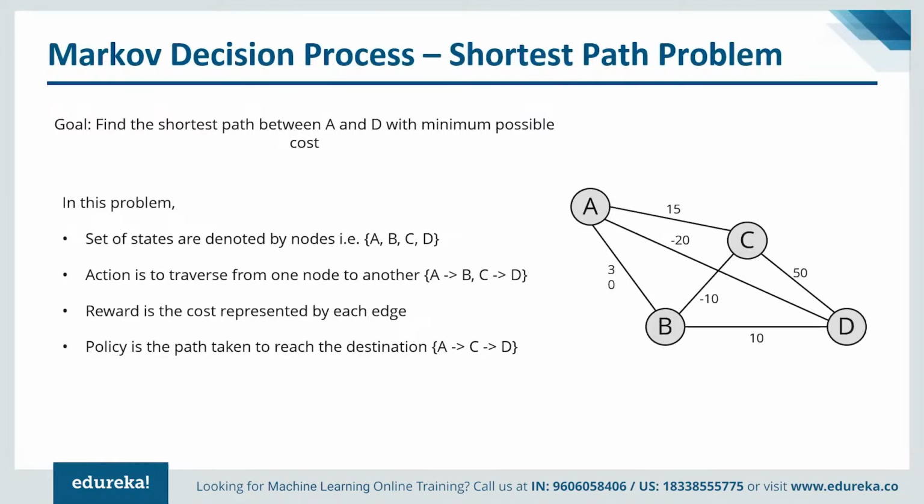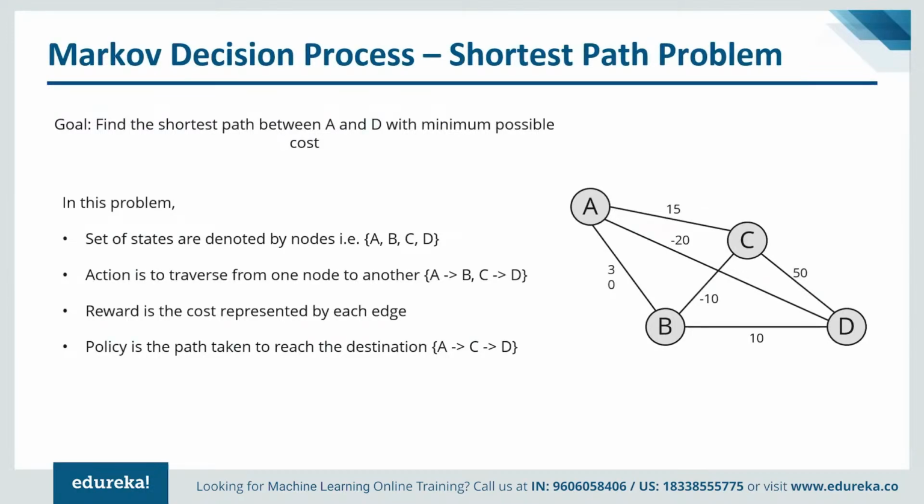I'm sure a lot of you might have gone through this problem when you were in college. So guys, look at the graph over here. Our aim here is to find the shortest path between A and D with minimum possible cost. The value that you see on each of these edges denotes the cost. So if I want to go from A to C, it's going to cost me 15 points. Okay, so let's look at how this is done.